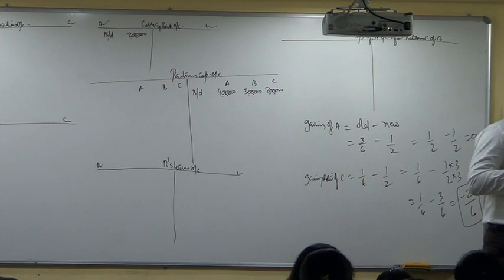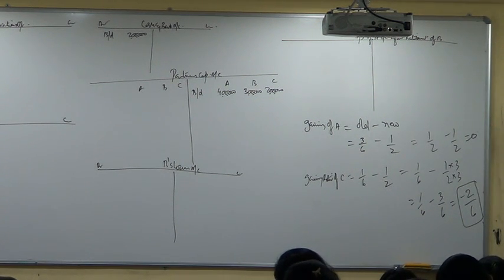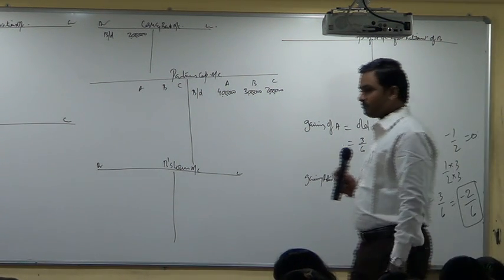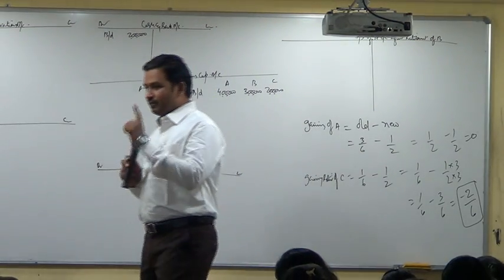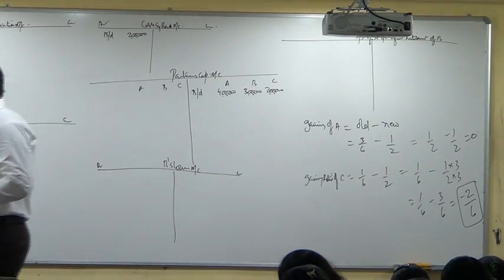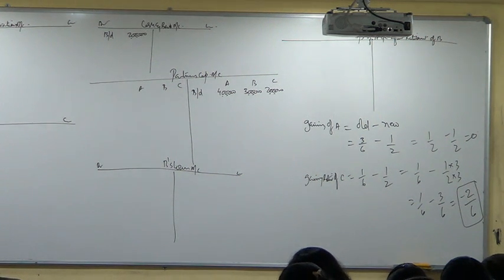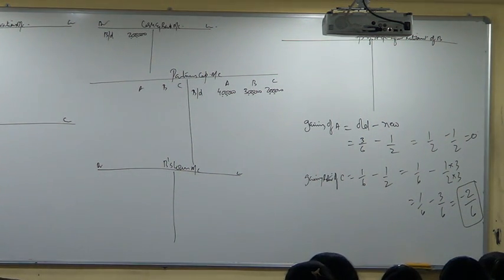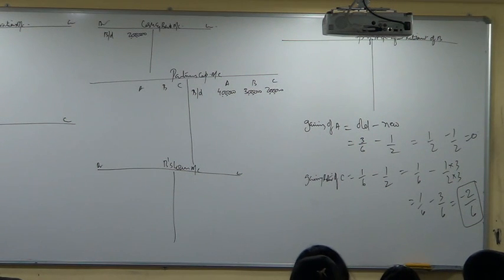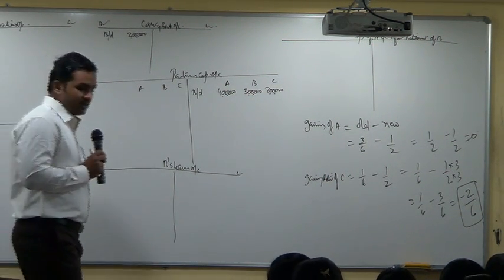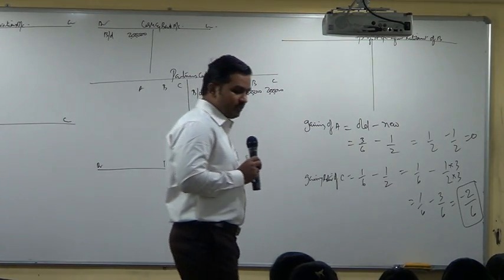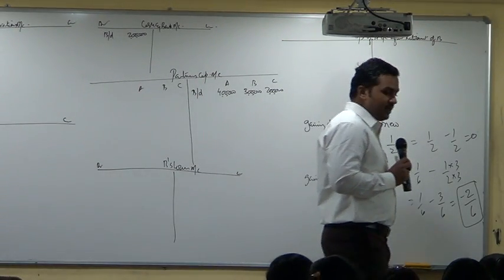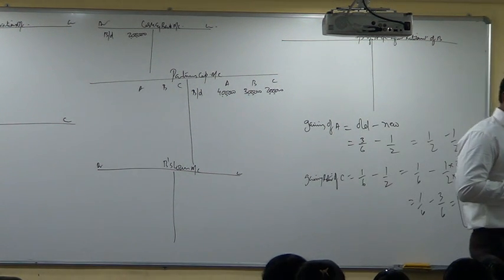Who is the gaining partner now? C. Only C. You write C capital account debtor. I gave you a specific formula. What is the goodwill of the firm? 3 lakh into his fraction of gain. What is his fraction of gain? 1 by 3. 3 lakh into 1 by 3, 1 lakh. C's capital account debtor 1 lakh. B capital account credit, sacrificing partner.